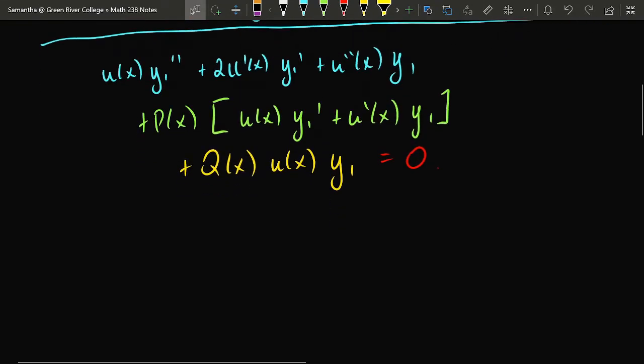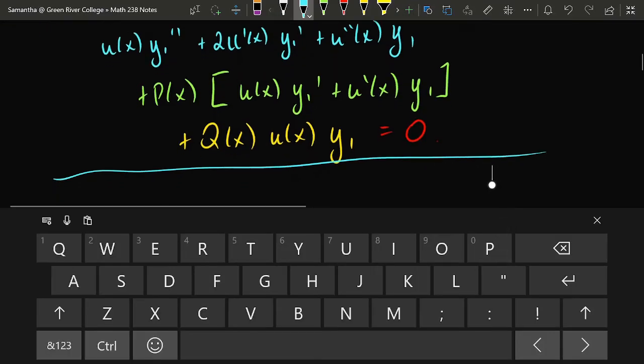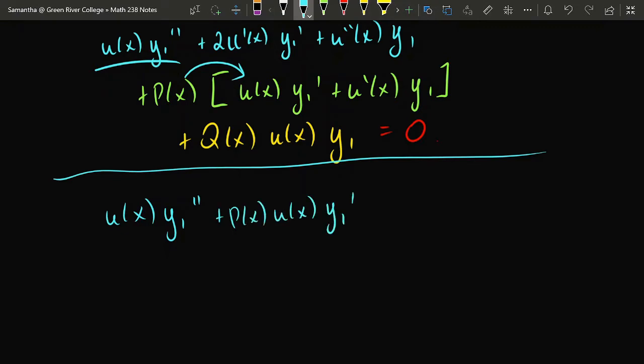Now the next thing that I'm going to do, just as in our previous exercises, is multiply everything out and try to combine like terms. As I'm writing down what I get from multiplying this out, I'm going to arrange it based on which terms have u of x, which terms have u prime, and which terms have u double prime. For example, I get u of x y1 double prime from the very first term, and then in green in the second line I get plus p of x u of x y1 single prime, and I also get a u of x term from the third line, q of x u of x y1.